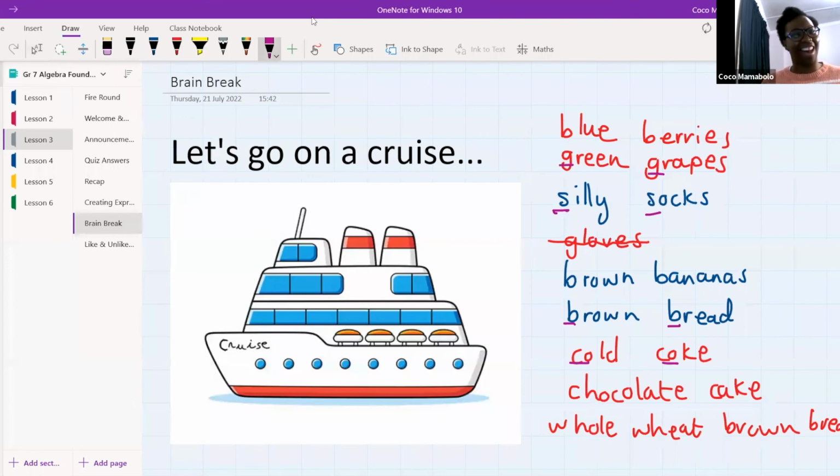Do you guys see it now? I hope you guys see it. So we were looking for a matching first two letters. Do you guys see it? Whole wheat, brown bread, blueberries, green grapes. Okay, I'll tell you guys, that was a bit of a sneaky one. But we're gonna try another.